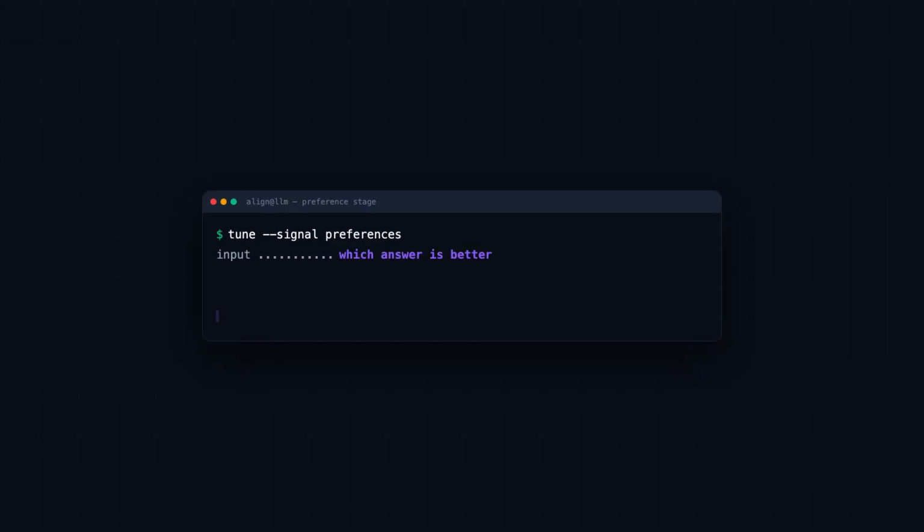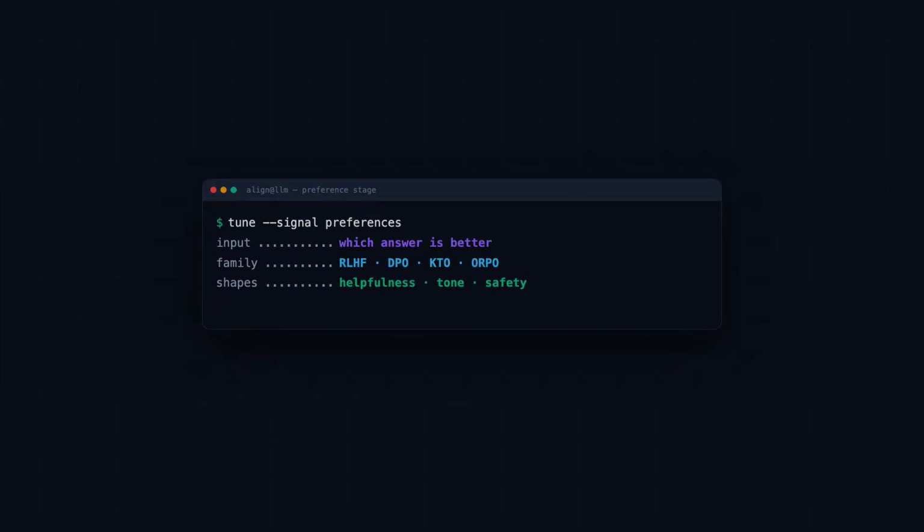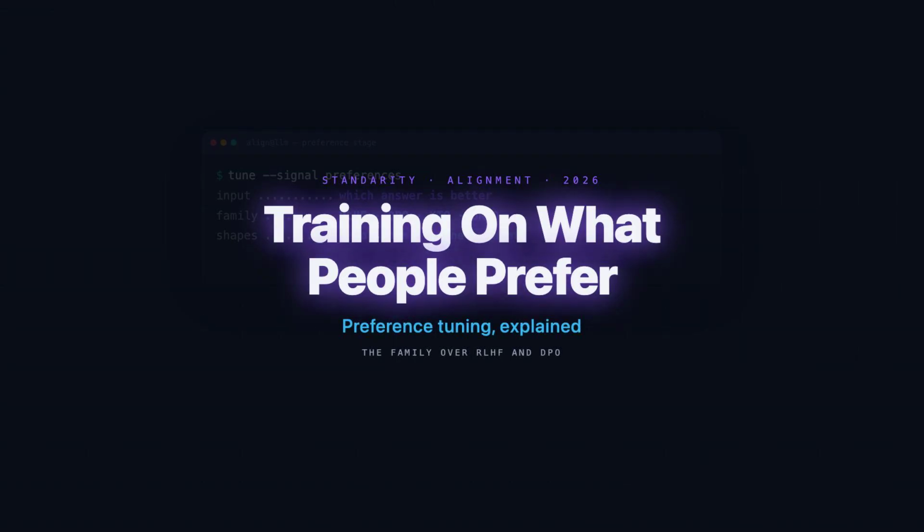Picture a capable base model that writes fluently but has no sense of what makes an answer good. How do you teach it taste? You can't hand it one perfect response for every open-ended prompt, because there usually isn't one. But you can show it two answers and say, this one is better.